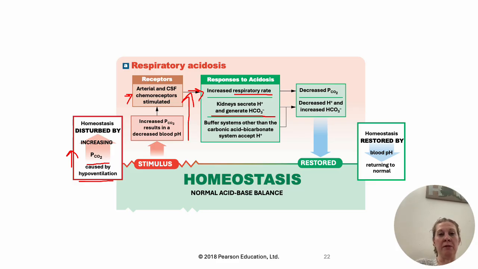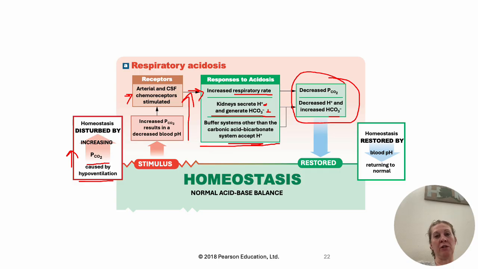Then the kidneys are stimulated to secrete more of the hydrogen ions and to absorb more bicarbonate ions. So the buffer system then can work a little bit more effectively. We're getting rid of hydrogen ions, bringing on bicarbonate ions, and then the carbonic acid bicarbonate system helps to absorb additional hydrogen ions. That's going to then decrease the partial pressure of carbon dioxide, decrease the hydrogen ion concentration, and increase the bicarbonate concentration, which results in bringing the pH back up and restoring the normal levels.